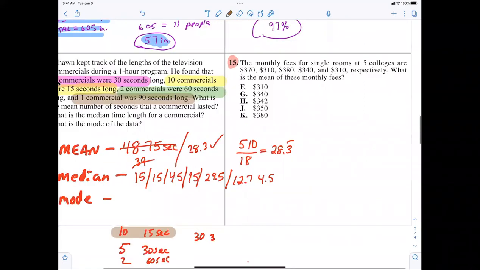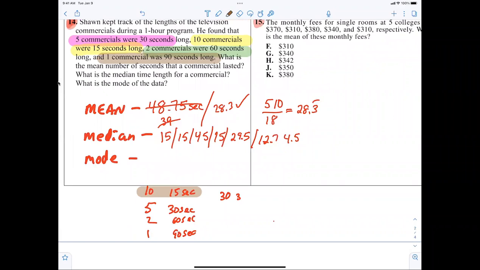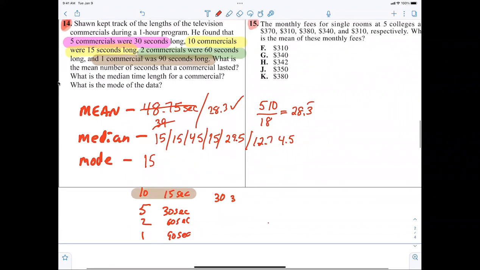All right. Now let's take a look at, we didn't get the mode yet. Obviously, the mode is what? 15. All right. Don't even pat yourself on the back because you got that one right.